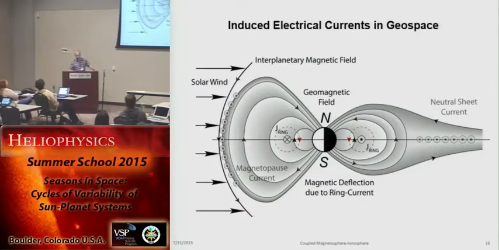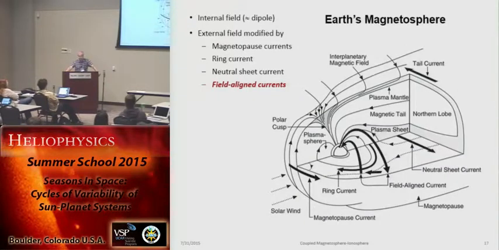So we have these two. These are three of the most important current systems in geospace that determine the structure. There's one other one that's quite important for magnetosphere-ionosphere coupling, and those are the field line currents. So, here's another view. Here's the magnetopause current. Here's the tail current again. There's a ring current flowing around Earth.